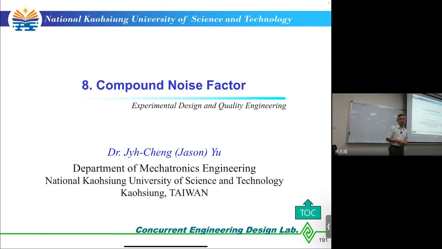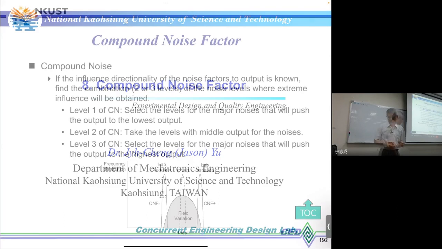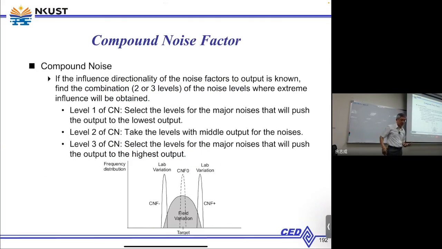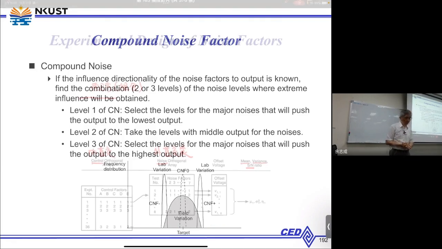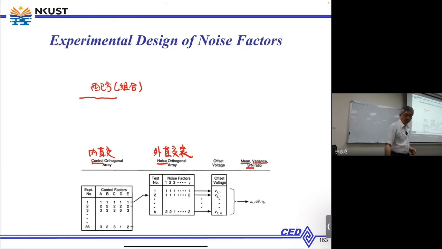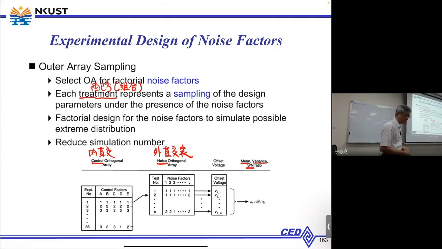Today, I would like to discuss compound noise factor. Before I start, let's think about what a cross orthogonal array experiment is. If you are using a cross array experiment, then the total number of experiments will be the product of the inner array and outer array. Here we put the control factors in one orthogonal array. We call it the inner array.